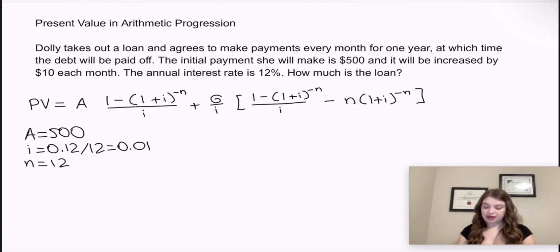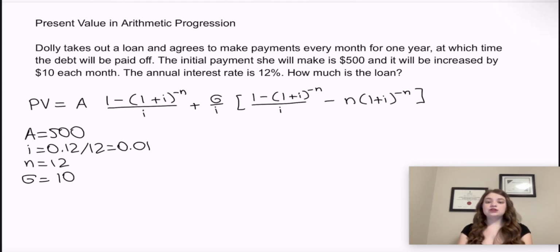All right, and then the last one is G, the gradient. The gradient is how much we go up or down every month in comparison to the initial value. So each month, the loan is increased by the dollar amount of $10, right? So month 2, she pays 510, month 3, she pays 520, then 530, and so on, right? That's how it works. So what we're going to do is put the gradient as $10, since that is how much extra she pays each month compared to the previous month.